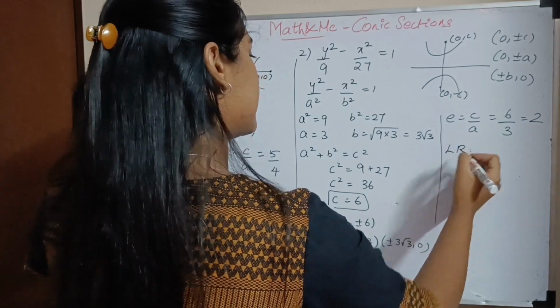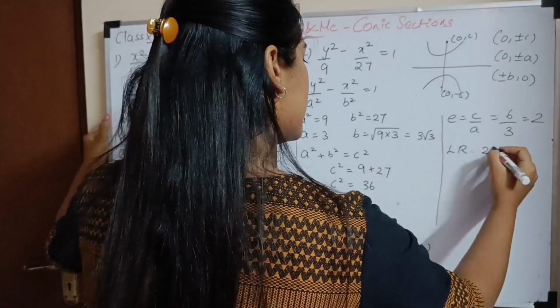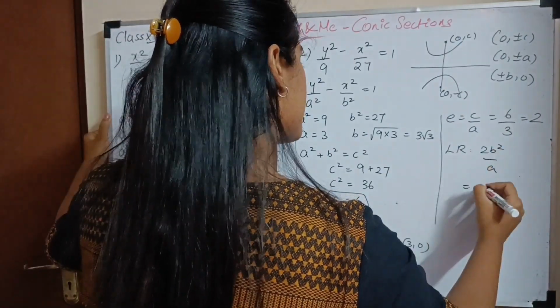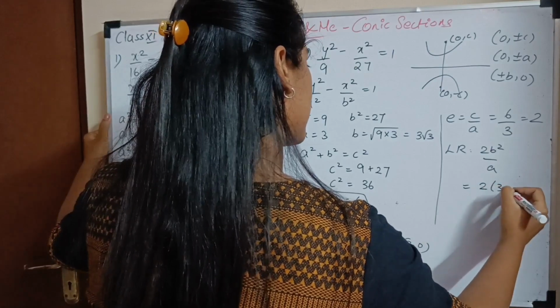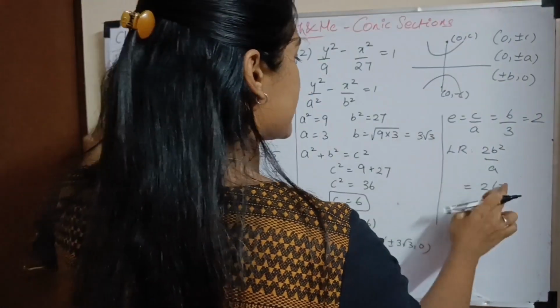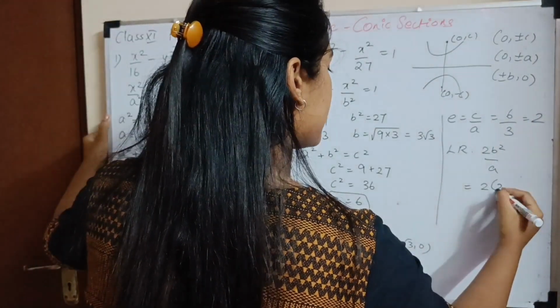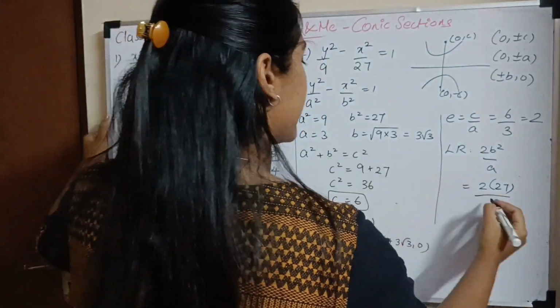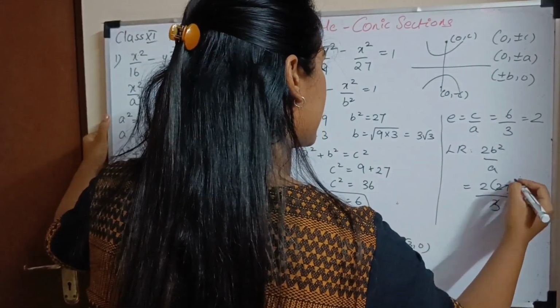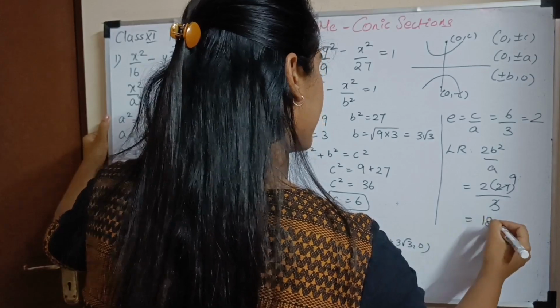Length of the latus rectum is 2b square divided by a, which is 2 times 3 root 3 the whole square, which is, I'll directly substitute 27. 3 times 27 divided by 8. 3. 3 9s are 27, so I'm left with 8. Okay.